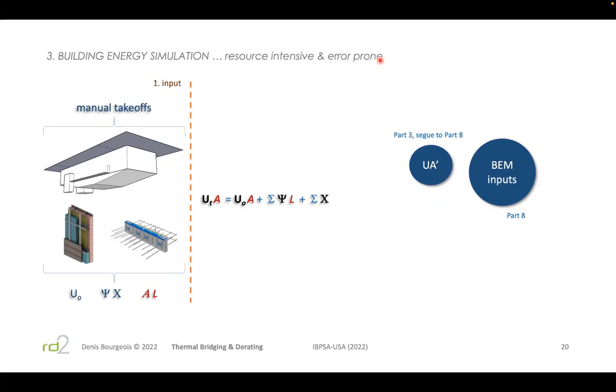So there's certainly an input step. You have your models, you have your data, you have your selection of materials. And so there's a series of characterizations, like the U-naught, the psi, and the chi factors. And then you have a series of manual takeoffs. That project that you're seeing on the left is fairly modest. You still need all the areas and all the lengths of each of those thermal bridges that would or could affect significantly the building.